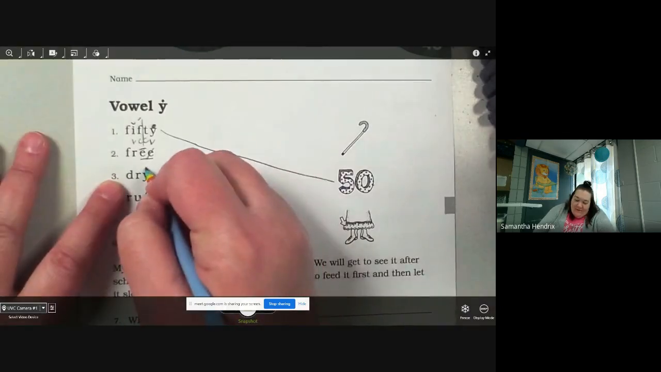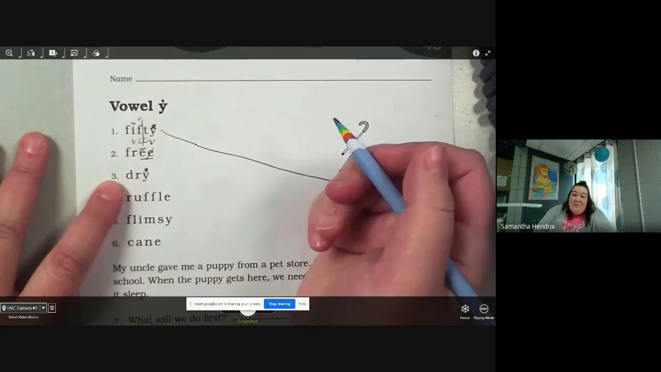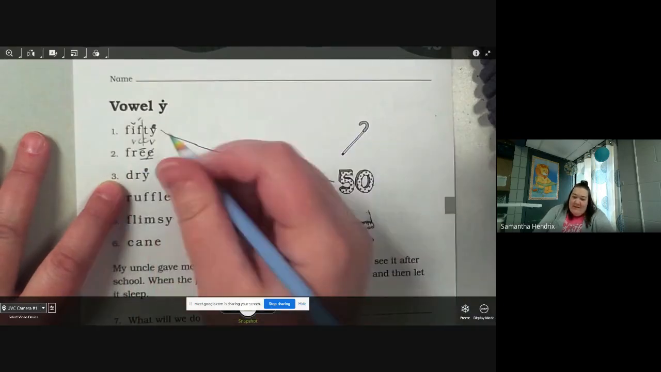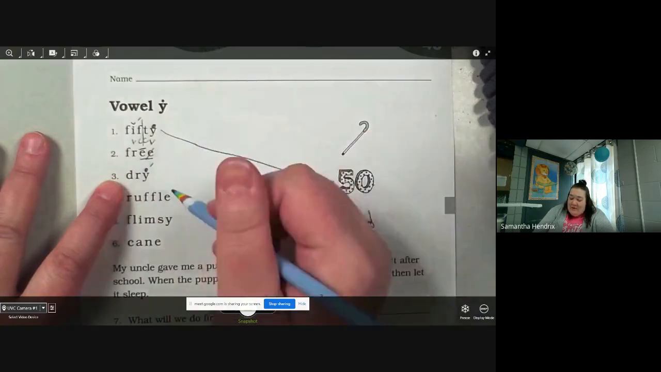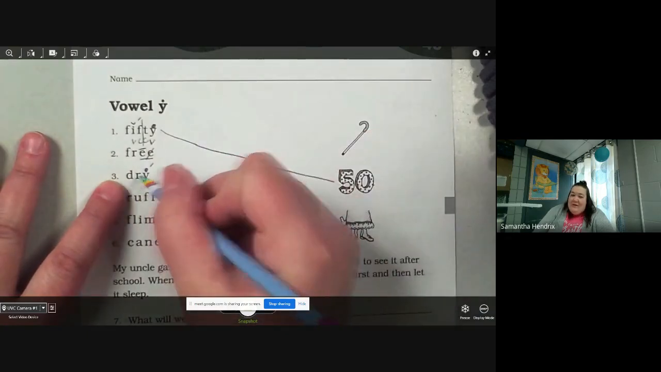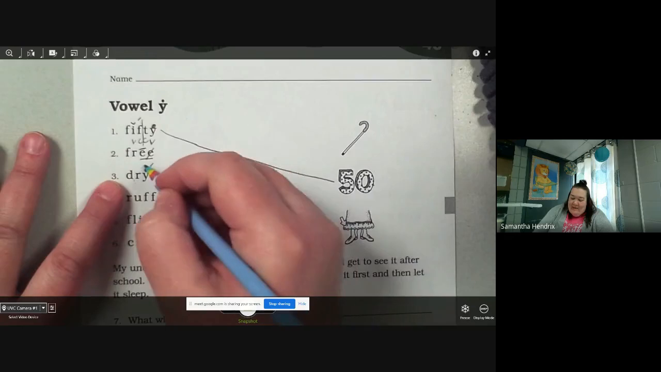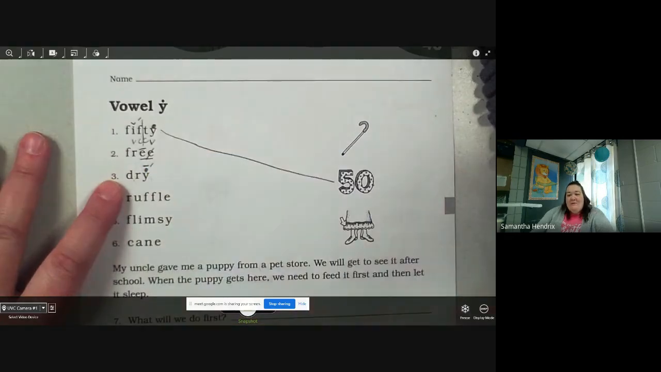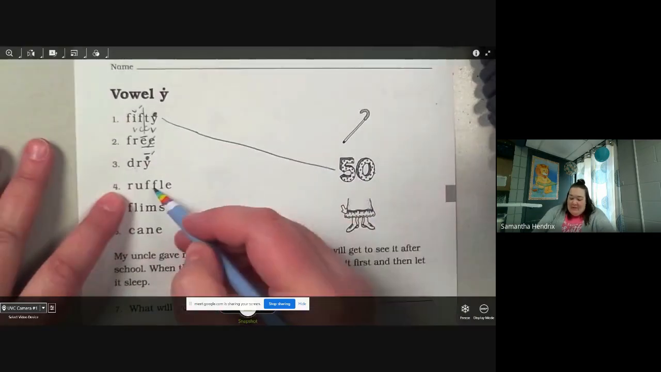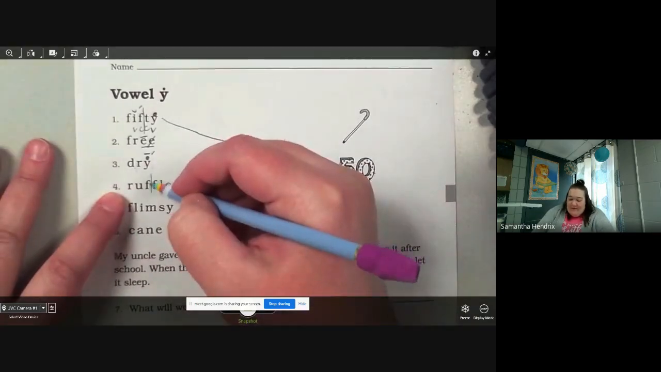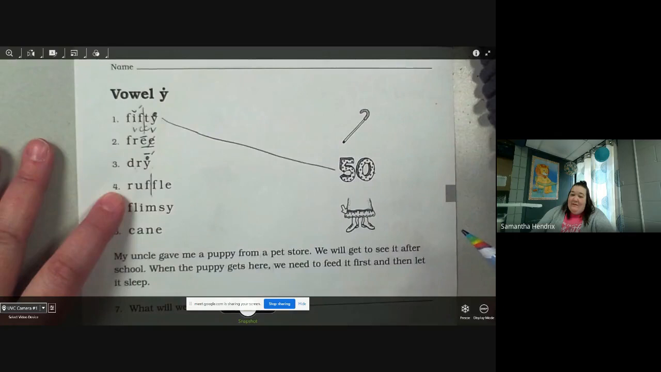Y, vowel Y. There's only one syllable, so I know it's accented. So I believe it's going to say I. Let's try though. Dry or dree? Dry. So it gets that little macron. Okay. I see a double consonant, so I'm going to go ahead and do that. I'm pretty confident that we're going to do that, okay?